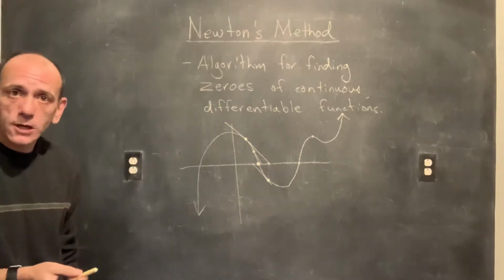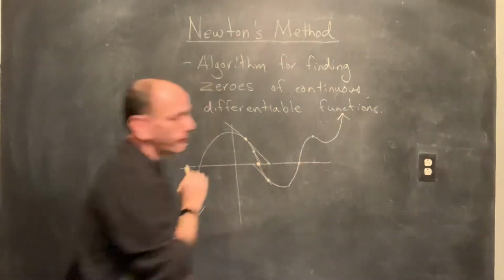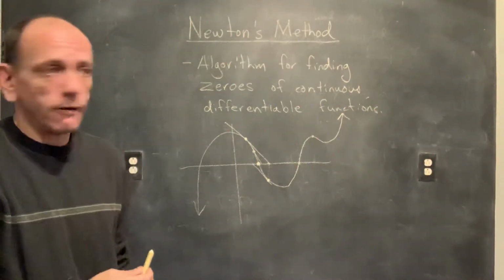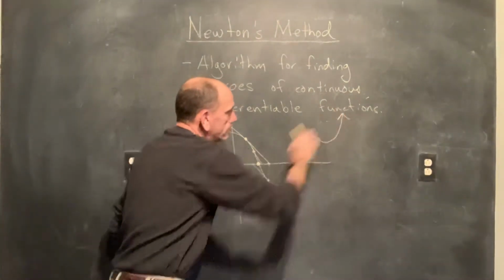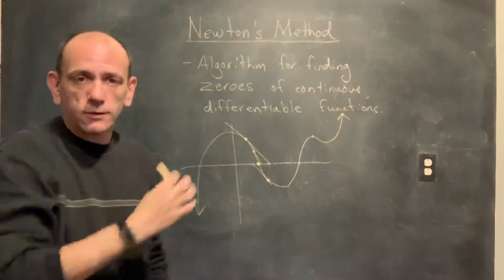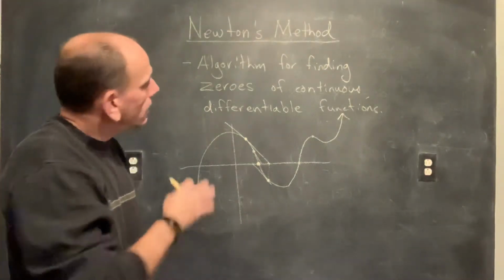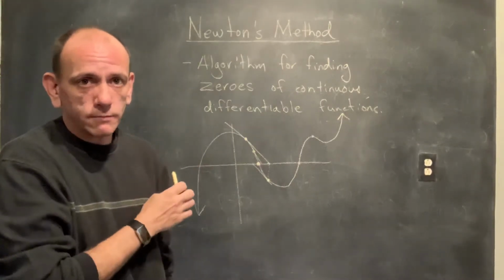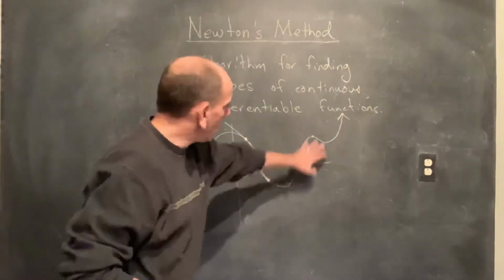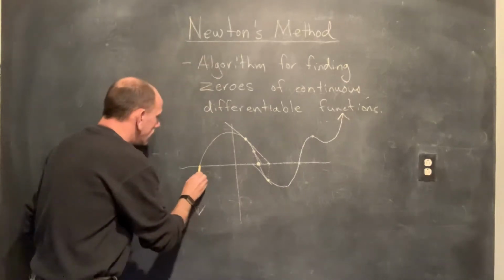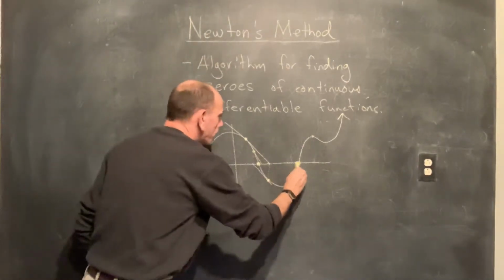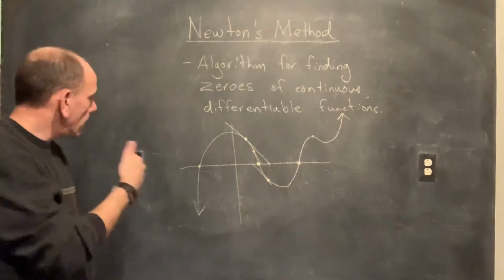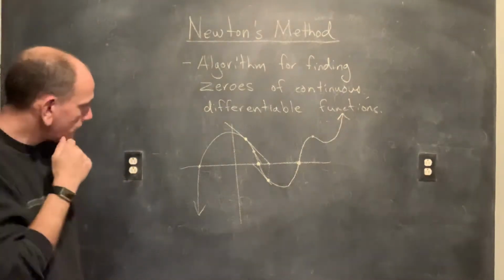The second limitation is like up here, those zeros aren't real. They're imaginary, right? We've got this dip, but it doesn't actually cross zero in the real world. Newton's method is not going to be able to find those, okay? So it's only going to be able to find these real zeros. And again, it will tend toward the nearest one.